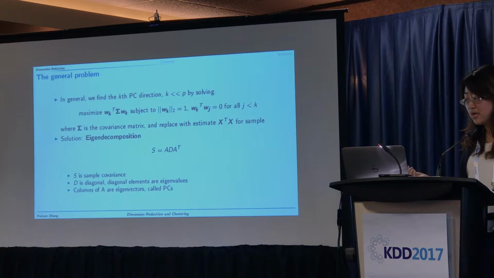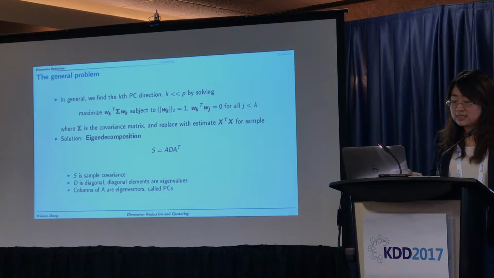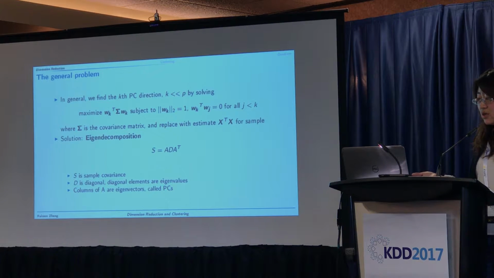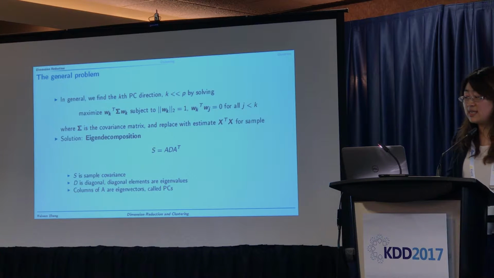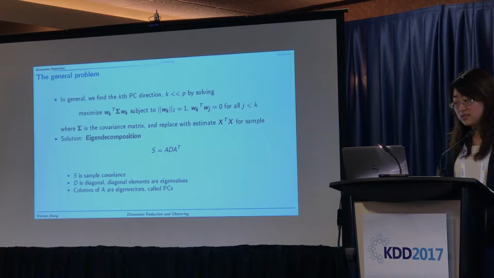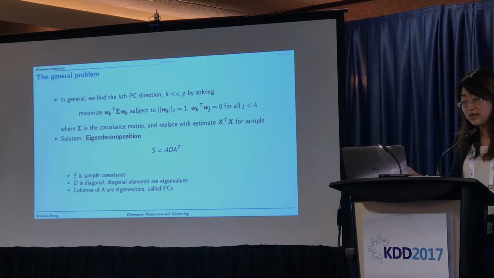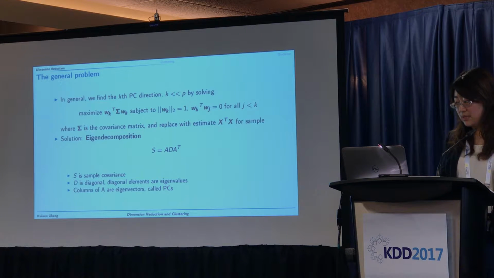We know that covariance matrix is a symmetric, positive semi-definite matrix, which can be decomposed as follows: S equal to A D A transpose, in which D is a diagonal matrix. That means only the diagonal entries are non-zero, and those are the eigenvalues of S. And the columns in A are the eigenvectors, also called PCs. We usually sort the eigenvalues to order the corresponding PCs.